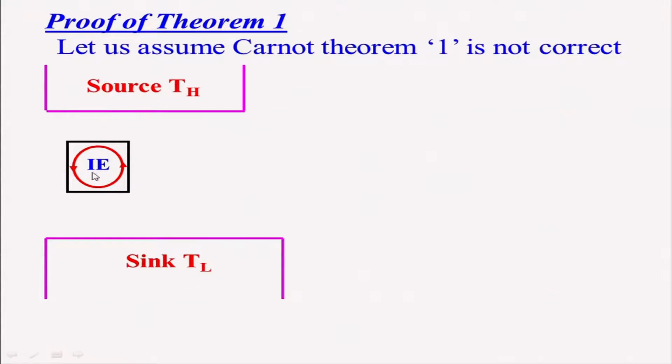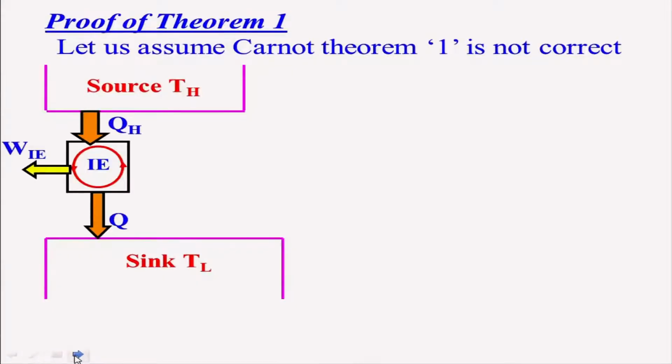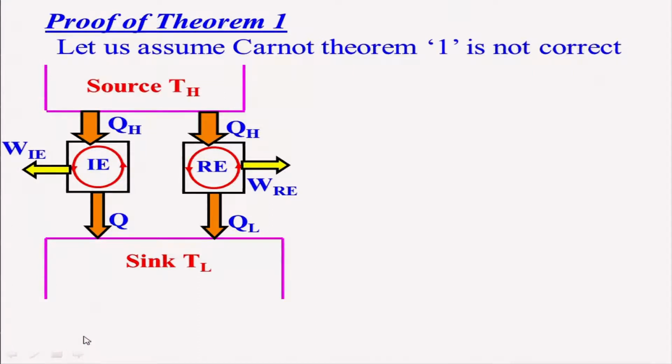So, let us say there is an irreversible engine, that means most of the engines we use are irreversible engines, and it is taking a certain amount of heat, QH, from a source at temperature TH, and rejecting a certain amount of heat, Q, to the sink which is at TL, and producing a certain amount of work done, that is W_IE. Here IE is the irreversible engine. And let us consider another, reversible engine, which is taking the same amount of heat as the irreversible engine from the same source, and rejecting QL amount of heat to the sink. In the irreversible case it is Q, it is not the same, and the reversible engine produces the reversible work done.